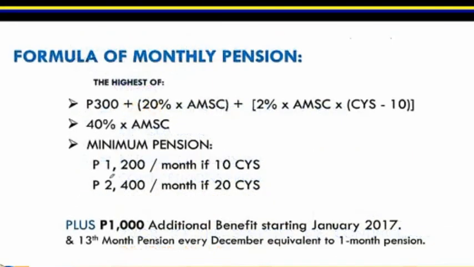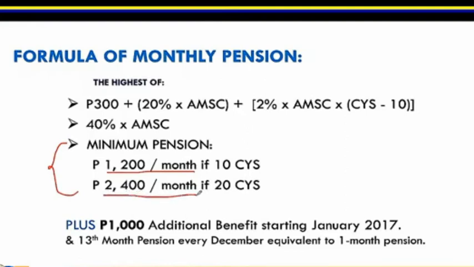Okay. So now we have this formula. Let me introduce you to this standard formula that we are using in SSS. So we have three. First is 300 plus 20% times AMSC plus 2% times AMSC times CYS minus 10. So that's the first formula. Second formula, 40% times AMSC. And the last one, this is the minimum, no, na standard natin. Minimum pension for if 10 CYS, 1,200 per month. If 20 CYS, 2,400 per month.